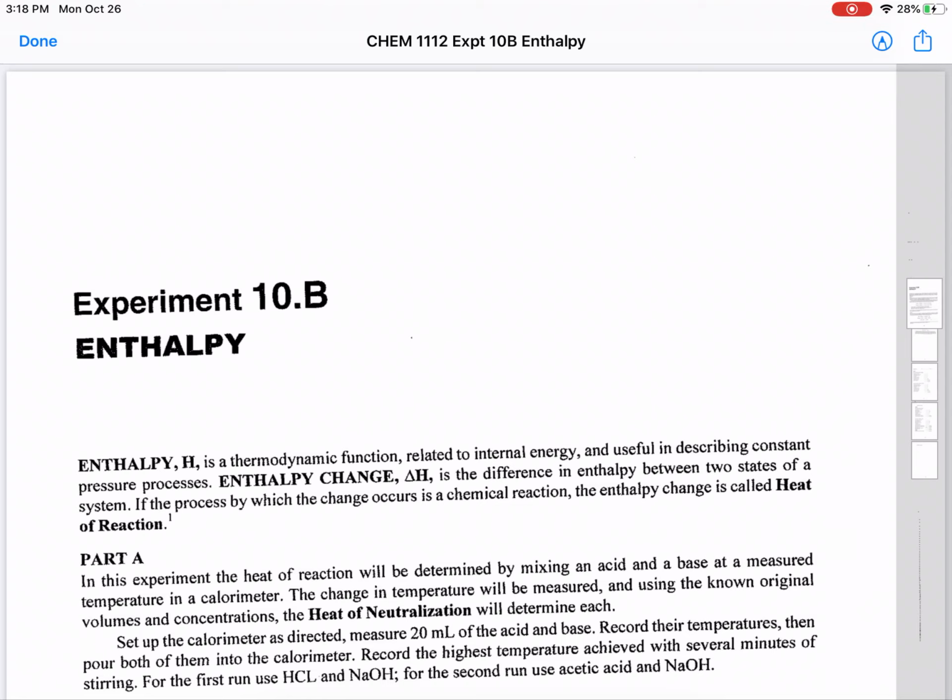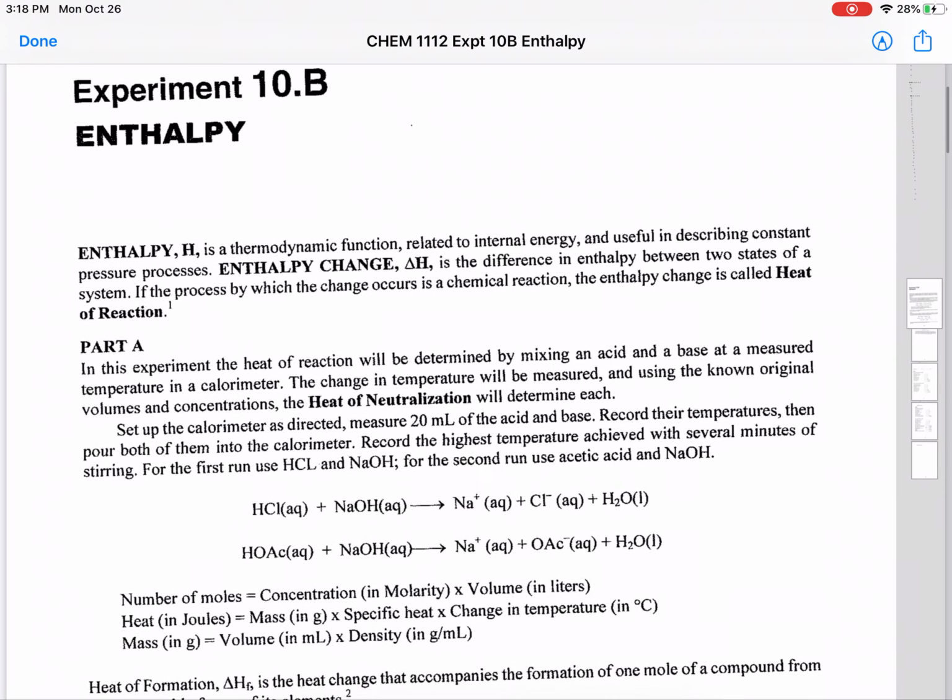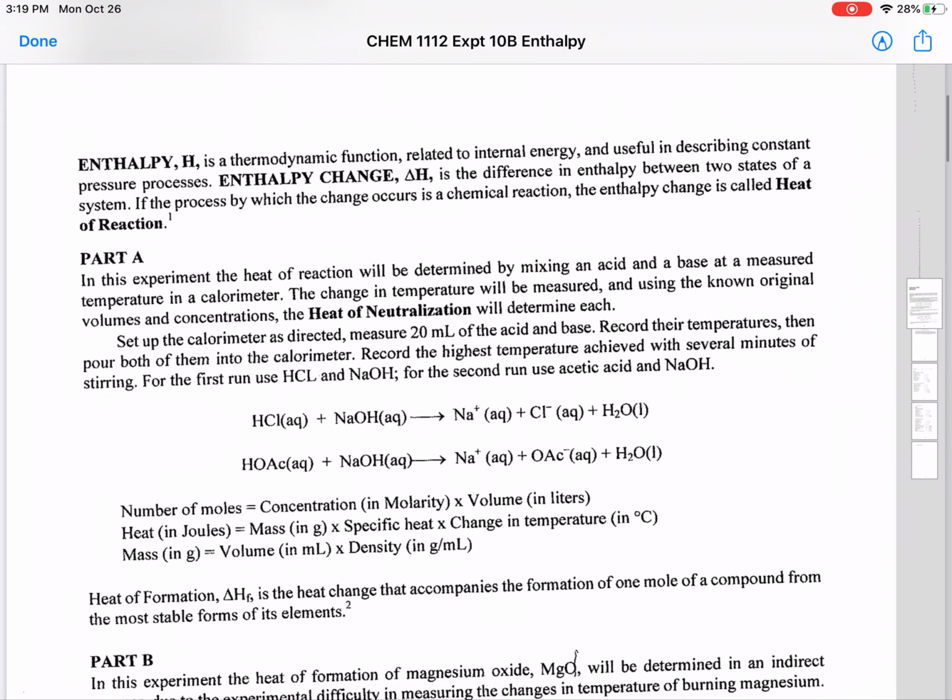Hi everyone. So this week's experiment is 10b, which is enthalpy. Enthalpy is a thermodynamic property or function. It relates to the internal energy of a reaction. Normally we measure the enthalpy at a constant pressure.